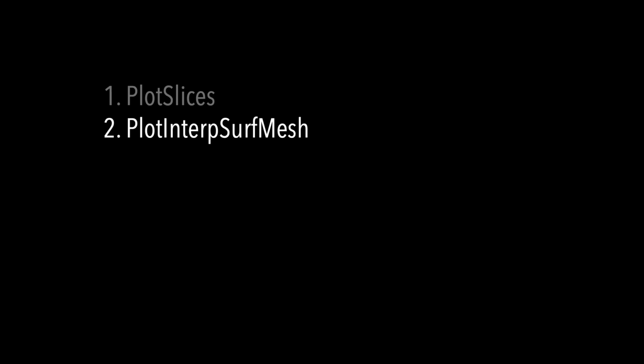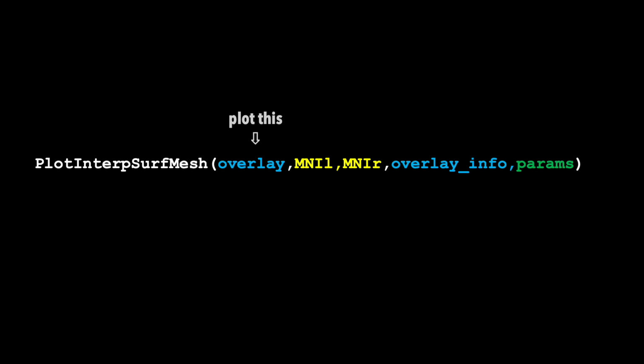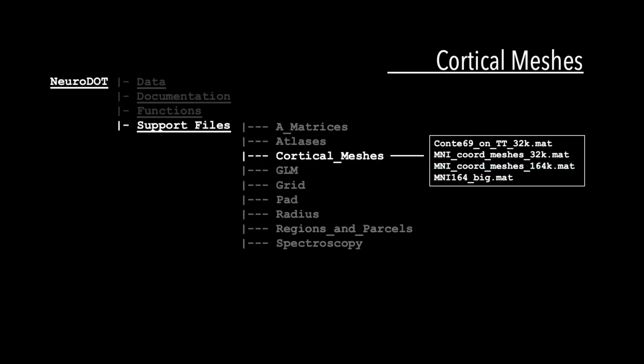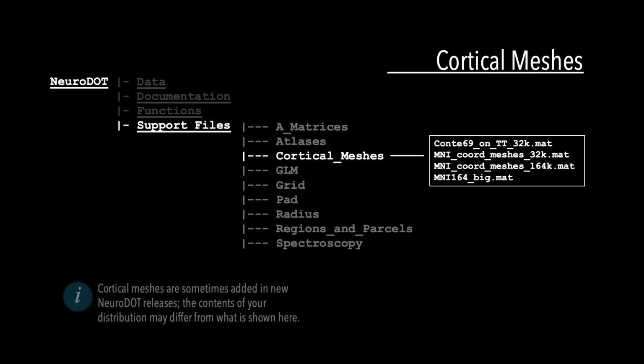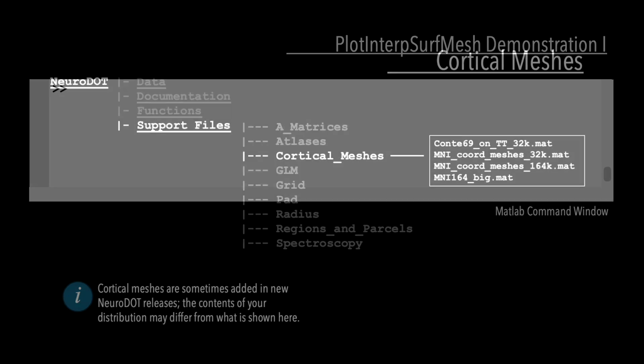The second visualization tool provided by NeuroDOT allows you to render functional data on a cortical surface. Use of plot interp surf mesh is conceptually similar to plot slices, but the underlay is a three-dimensional cortical mesh. A collection of cortical meshes is included with the NeuroDOT distribution. The files differ in mesh resolution and whether multiple meshes are defined, for example, based on increasing the amount of cortical inflation. A simple demonstration is shown here.